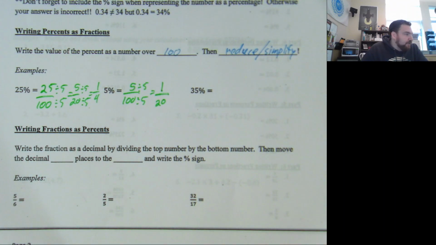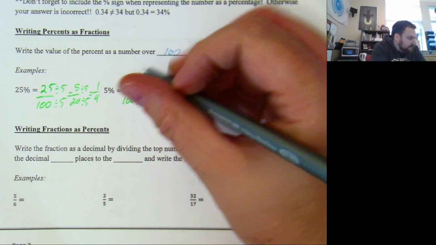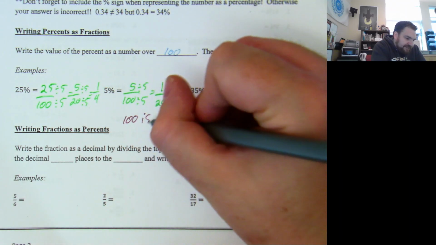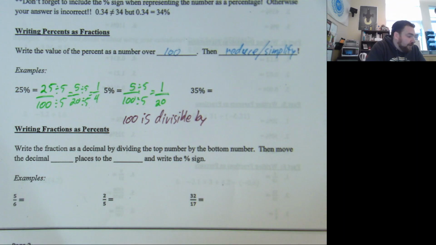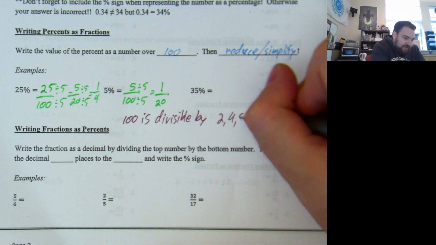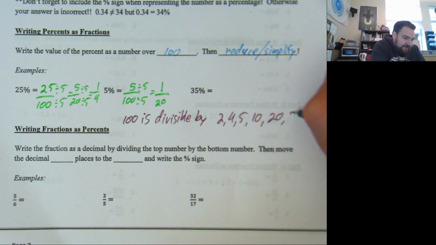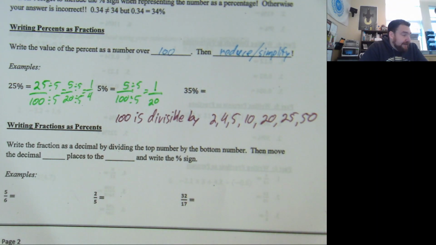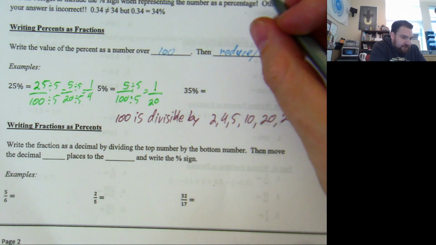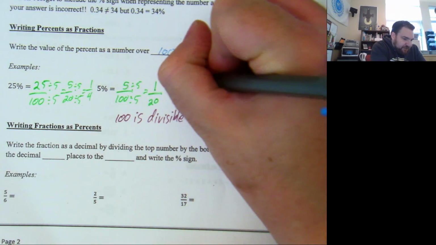At this stage, maybe it's useful to write down all the things that 100 is divisible by nicely. 100 is divisible by the following numbers: 2, 4, 5, 10, 20, 25, and 50. That's it. Well, also 1 and 100, but we don't need to write that down. So if the number you have in the numerator isn't divisible by those things, you can't reduce it. So I'm going to change this number. Instead of 35%, let's call this 37%.